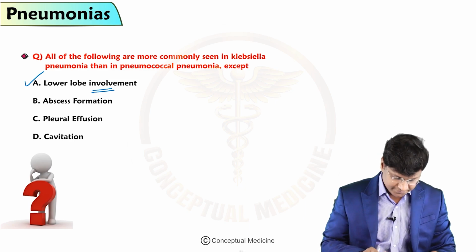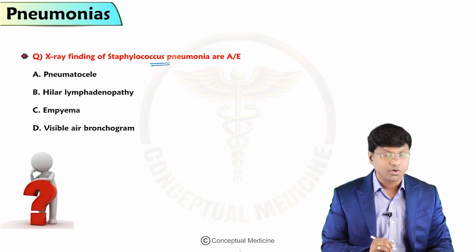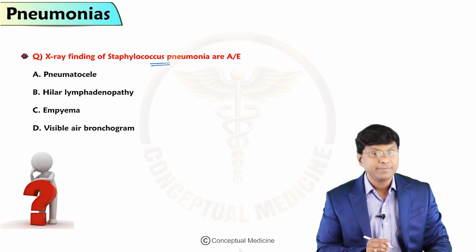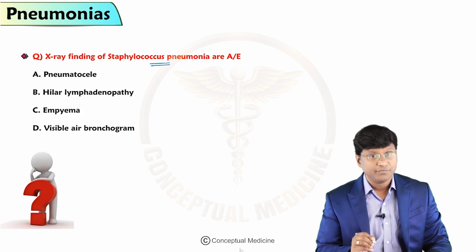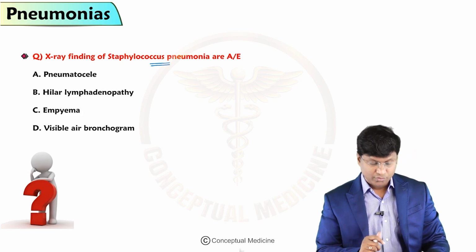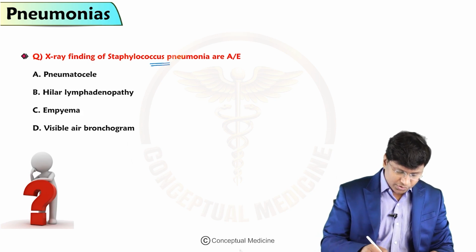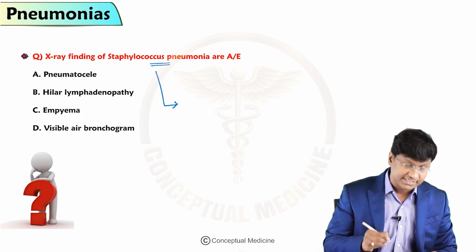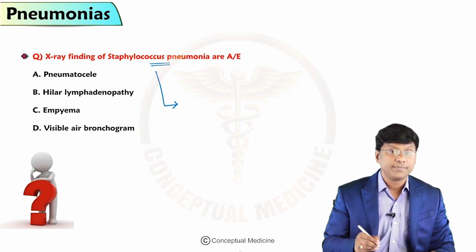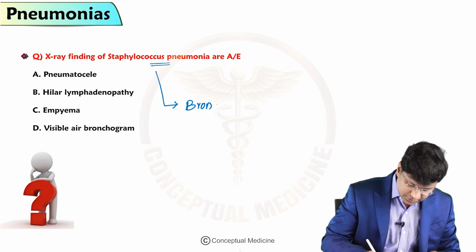Now you see a question here. X-ray findings of staphylococcal pneumonia are all except: pneumatocele, hilar lymphadenopathy, empyema, visible air bronchograms. You take staphylococcal pneumonia, which is nothing but Staphylococcus aureus. Staphylococcus aureus is the one which will cause bronchopneumonia.